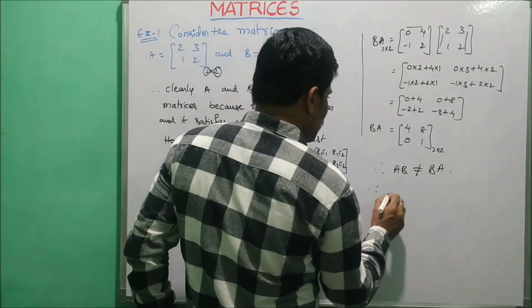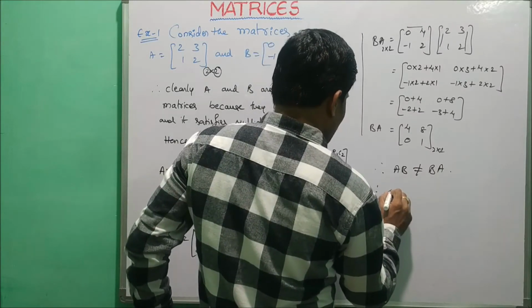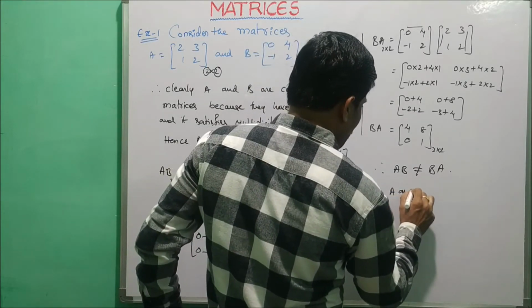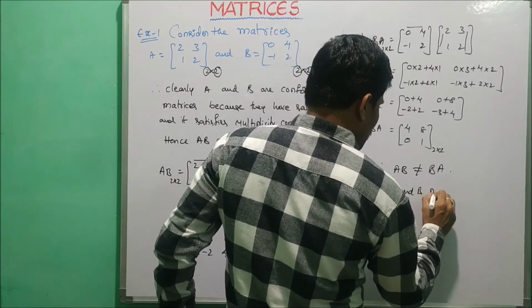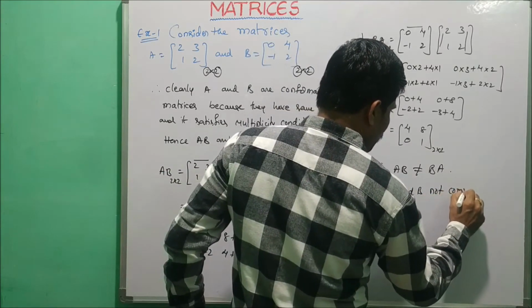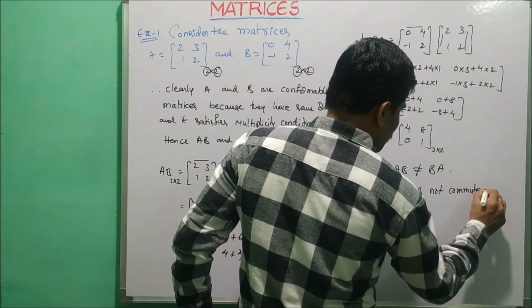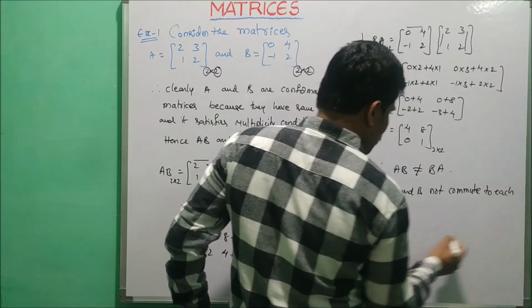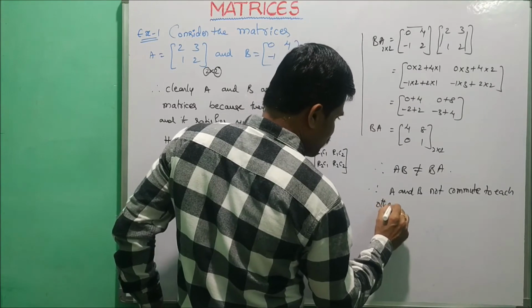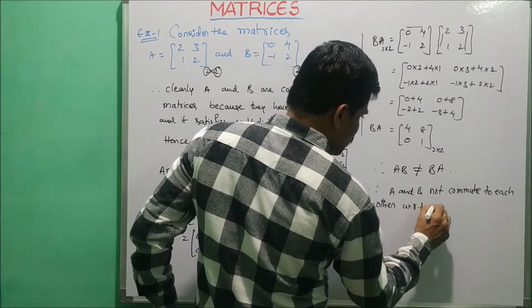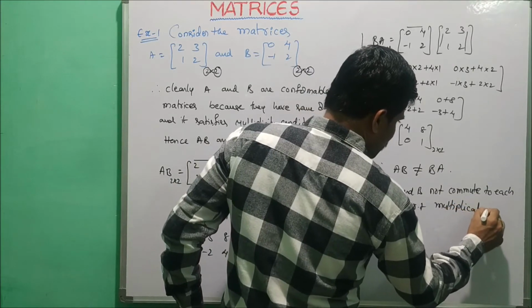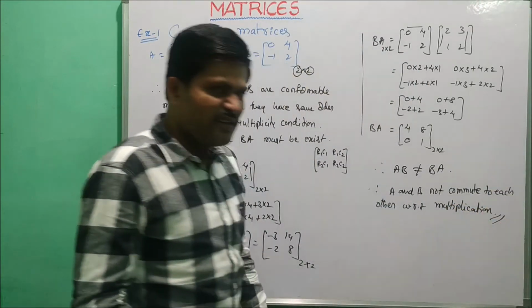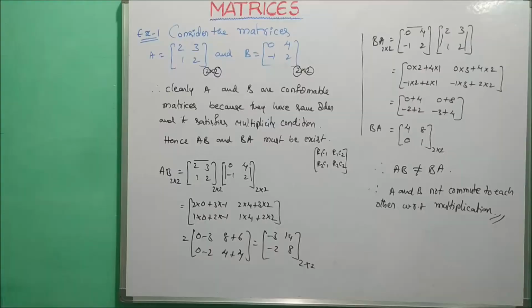Therefore here A and B do not commute to each other with respect to multiplication. This is the solution for this question.